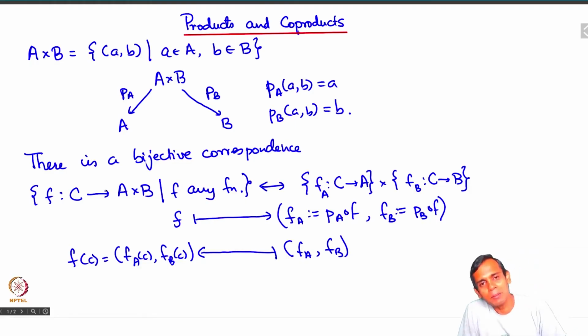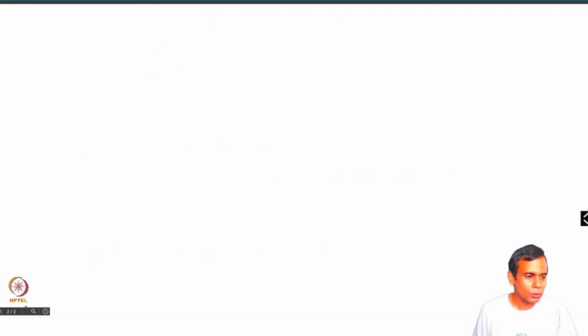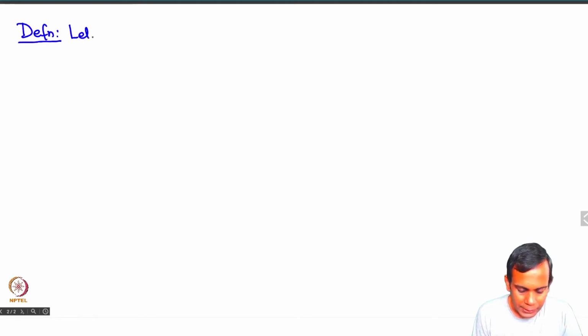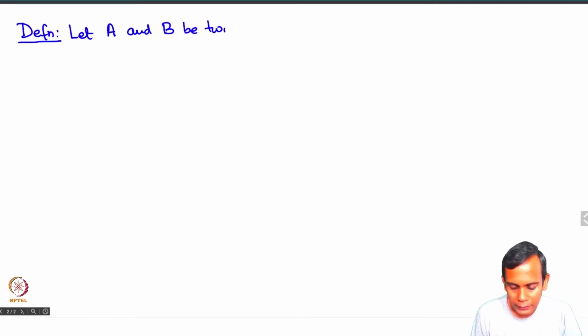So the game is somehow to take the notion of a product and rewrite it in such a way that we do not talk about elements of sets, but we only talk about objects and arrows. We would like to rewrite the notion of a product purely in the language of category theory. So let's do that, and that definition is the category theoretic definition of product. So let A and B be two objects in a category C.